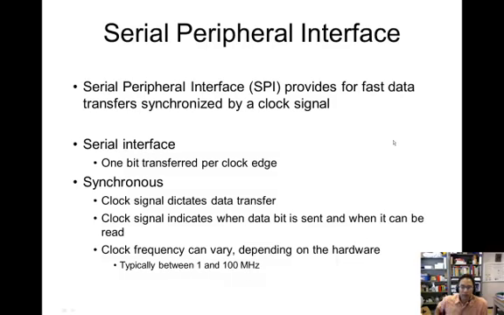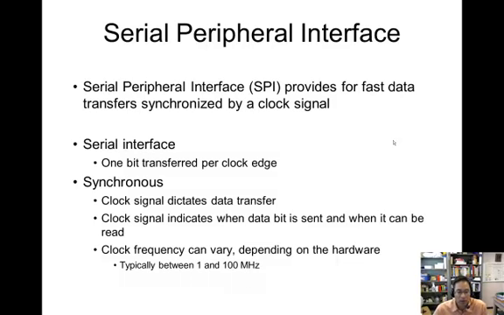The Serial Peripheral Interface is a serial communication protocol that is quite popular. It features fast data transfers synchronized on a clock signal. So of course that means that we are transmitting a clock from one device to another. In many microcontrollers we'll have an SPI. With the serial interface, we transfer 1 bit per clock edge. Because it has a clock, it is synchronous. The clock's role is to indicate when a data bit is being sent and when it can be read.